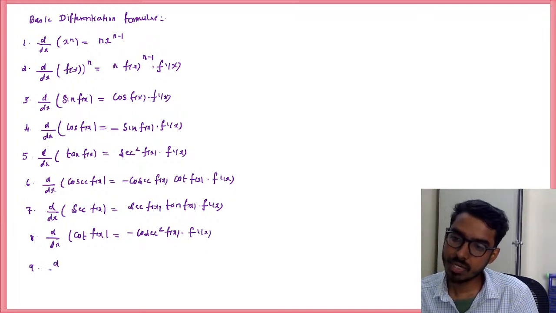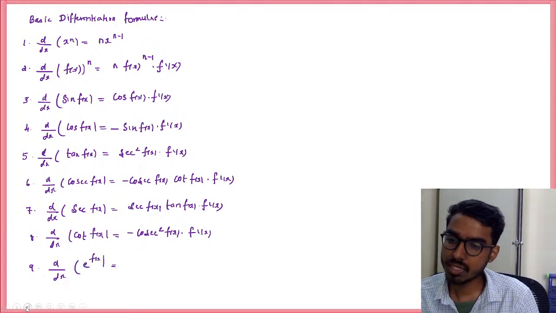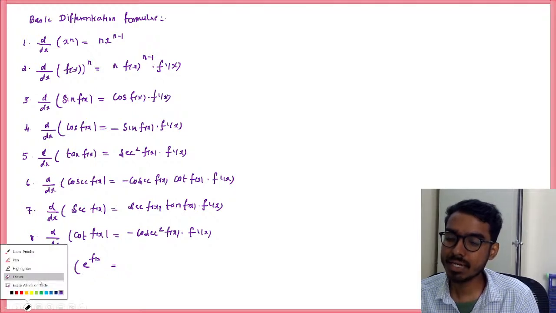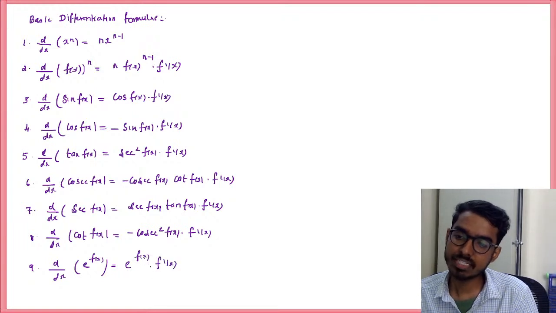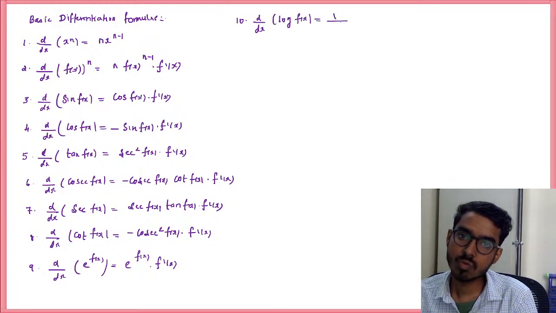Then d by dx of e power f of x, right? E power f of x. So instead of e power x, I'm generalizing it to be a function f of x. So e power f of x will be e power f of x into f dash of x. Then d by dx of log f of x is 1 by f of x into f dash of x.